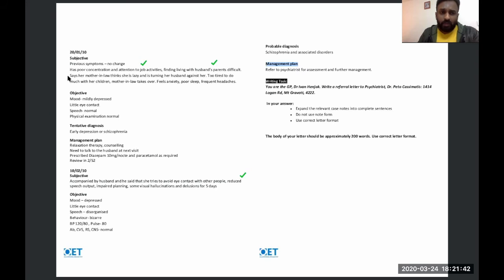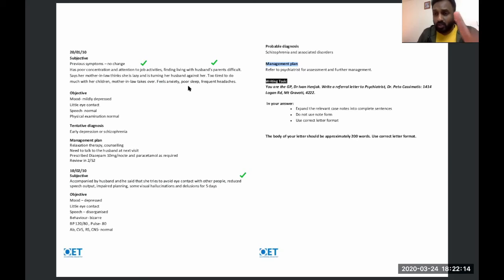Now, many people would debate about: says her mother-in-law thinks she's lazy and turning her husband against her. Does the doctor need to know about her delusional thoughts? No need. We are sending her for further assessment and management. He would be assessing that and giving the management. So even if in the last paragraph you write she has visual hallucination and delusions, which is given over here, that's completely fine. So we don't need this information: says the mother-in-law thinks she's lazy and turning her husband against her; too tired to do much with her children, mother-in-law takes over.